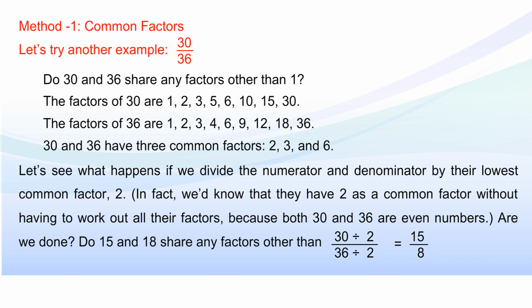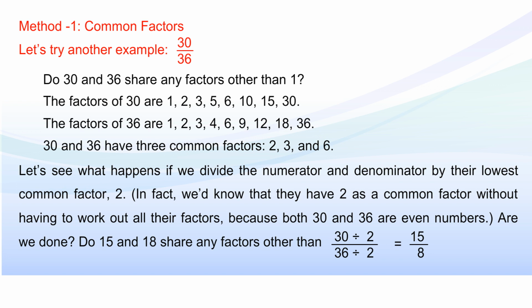30 by 36. Do 30 and 36 share any factors other than 1? The factors of 30 are 1, 2, 3, 5, 6, 10, 15, 30. The factors of 36 are 1, 2, 3, 4, 6, 9, 12, 18, 36. 30 and 36 have 3 common factors, 2, 3 and 6.